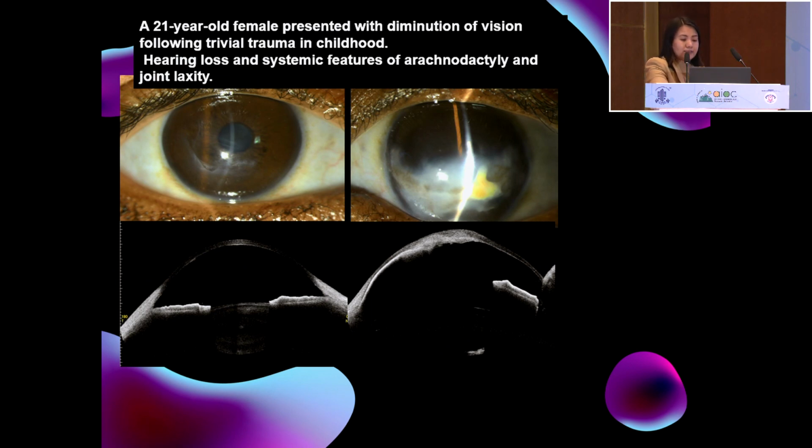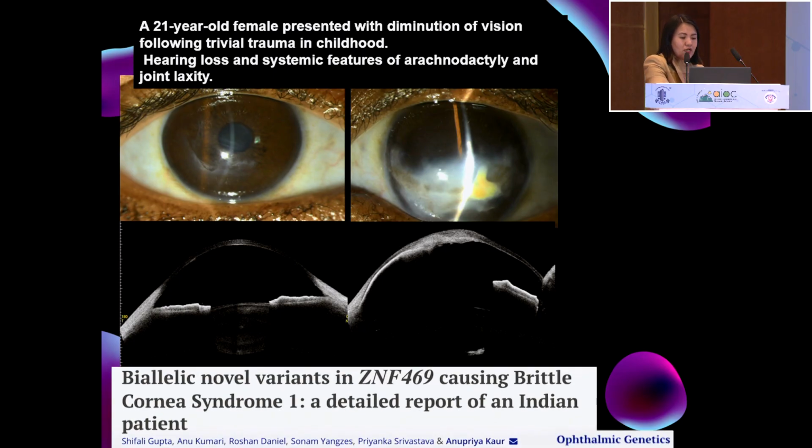As we all know, AS OCTs are routinely used for keratoconus cases. This is a case of brittle cornea syndrome where the patient presented with total loss of vision in one eye with childhood trauma, and the other eye showing a very deep AC with a very thinned out cornea.